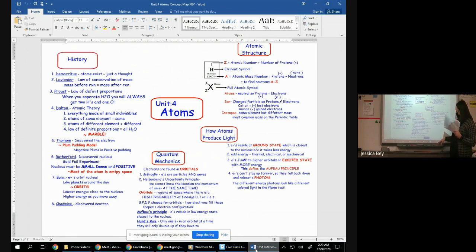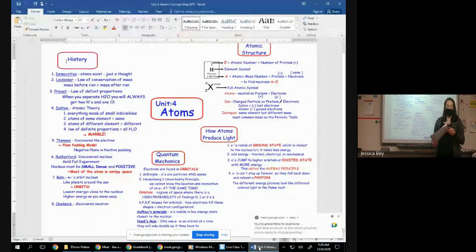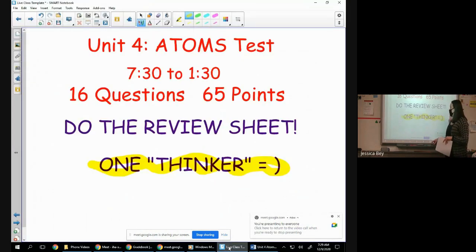And then the only other thing that you have is, where is it? I don't see it up here. You have the next thing that you're going to do here. You have your review sheet. It is front and back. I can say with authority now, we did finish putting together the test early this morning. It is 16 questions and 65 points.